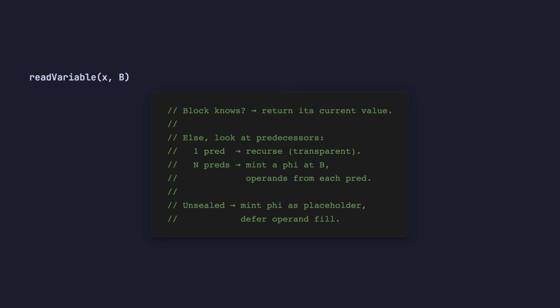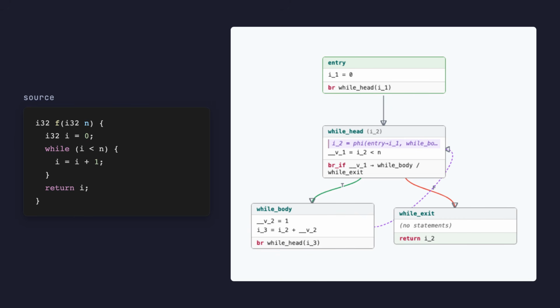There's a problem though. Loops. The loop header has 2 predecessors, the entry and the back edge from the body. When we read a variable at the header, we ask the predecessors, but the back edge hasn't been emitted yet. The body isn't built. So you have a chicken and egg problem. Braun's solution is a single primitive, the sealed block. A block is sealed once all of its predecessors are known. While a block is unsealed, reads create a phi eagerly as a placeholder and defer filling in its operands. When the block finally seals, any time after the last predecessor connects, you walk back through the predecessors and fill in the operands. That's the whole trick.